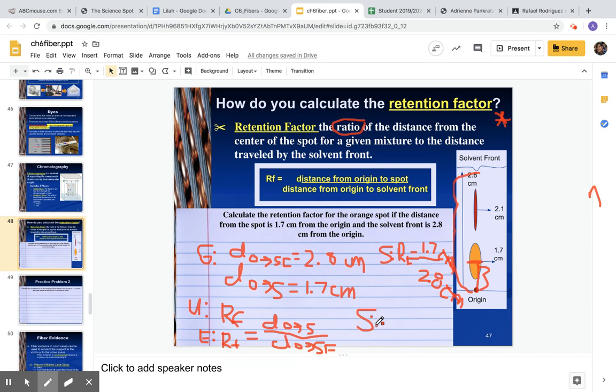So if I put in my 1.7 and I divide that by my 2.8, I end up with 0.6, and I'm going to round that for significant figures, 1. So my retention factor is 0.61 for this particular mixture. So it's pretty easy, pretty straightforward equation, just a division. Again, it's a ratio, so whenever you see that ratio, you know it's going to be a division because we're comparing two values there.